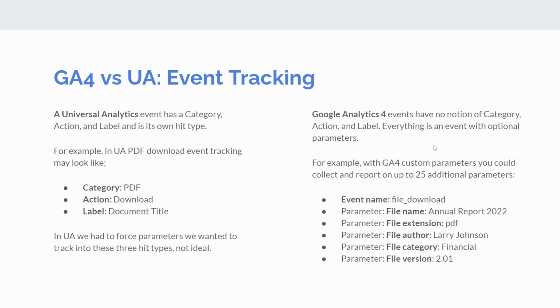In Google Analytics 4, there is no notion of category, action, and label. Everything is an event, and you can have up to 25 additional parameters tracked to each event. So in the case of a PDF download, the event name is file download, and the parameters can be anything you want. So the parameters in this example are file name, file extension, file author, file category, and file version.